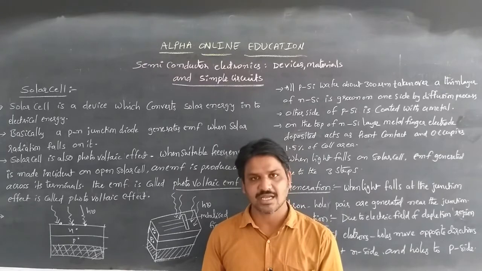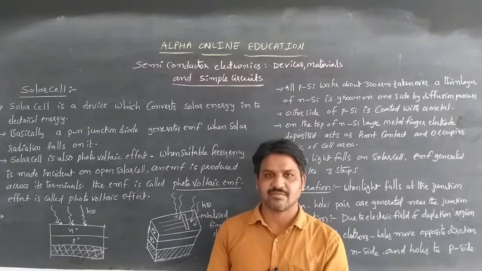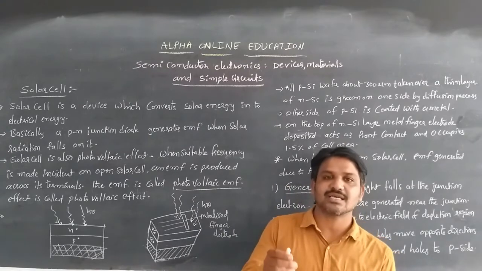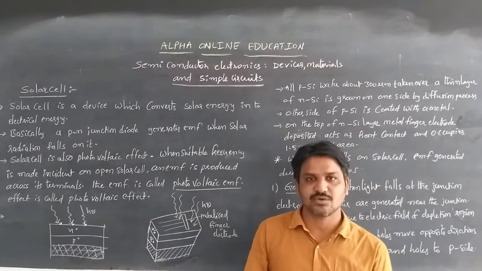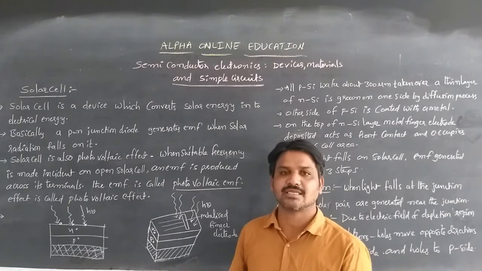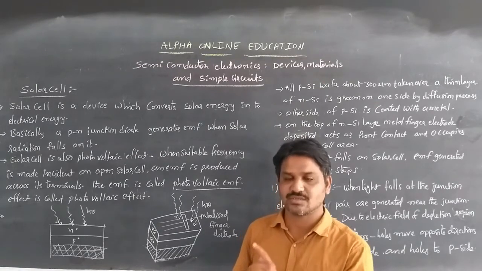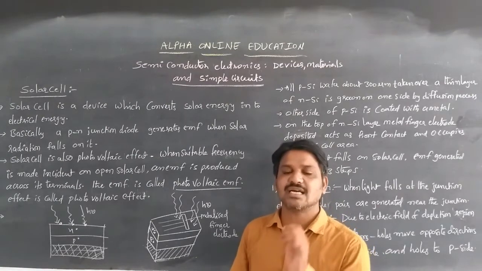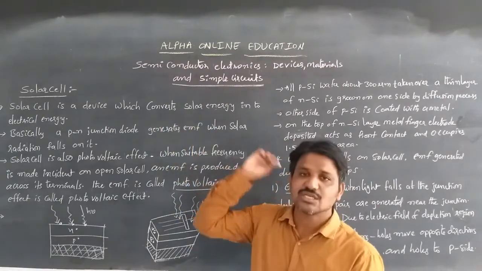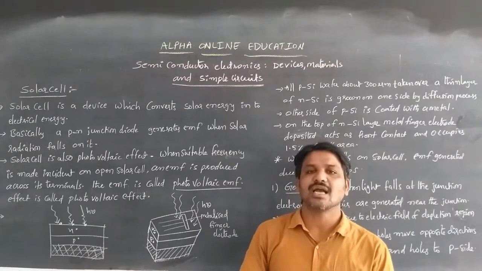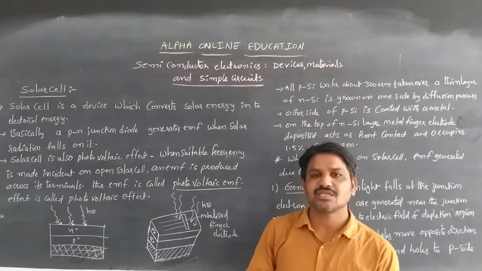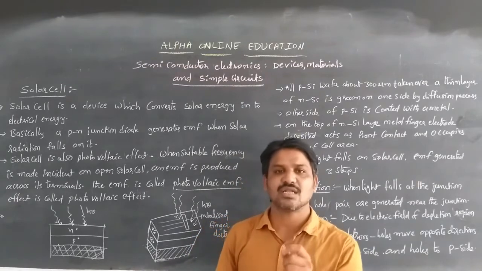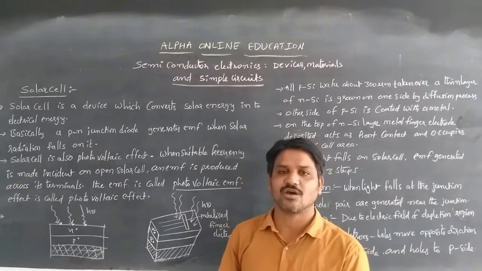The EMF is called a photovoltaic EMF, and the effect which happens during the process is called the photovoltaic effect. Once again, a solar cell converts solar energy into electrical energy. A PN junction diode produces EMF when solar energy falls on it.